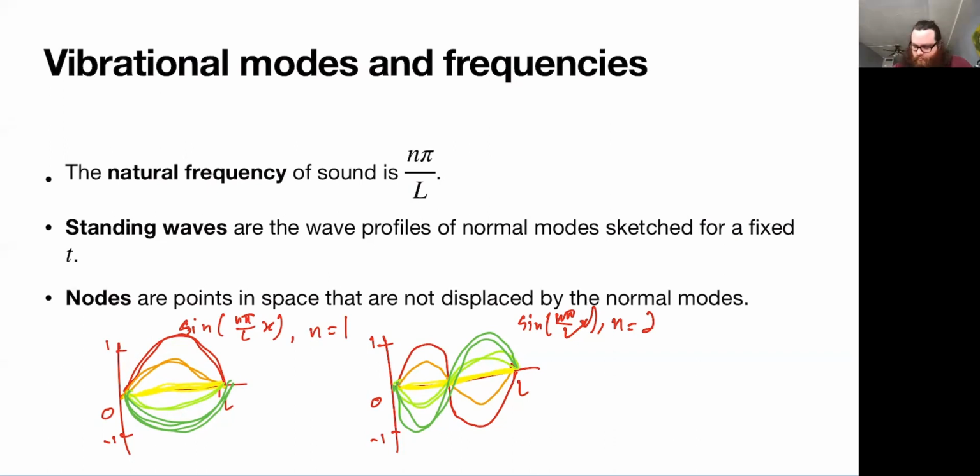Okay, and so right away, what we notice is that, especially here, there are points that are not displaced for any time. In particular, this point right here at x equals L over 2, for this mode, this point doesn't move in time. And so these are what we call nodes or standing points. So it's some vocabulary, some sketches.